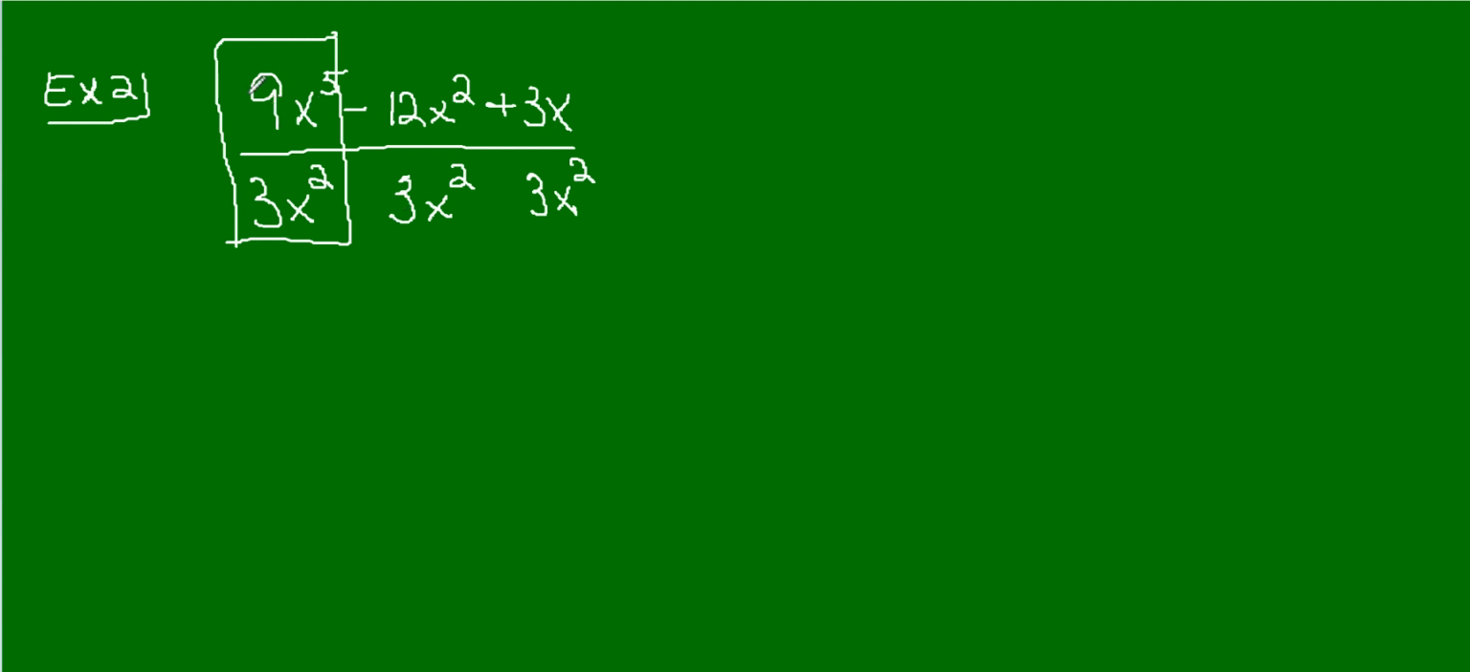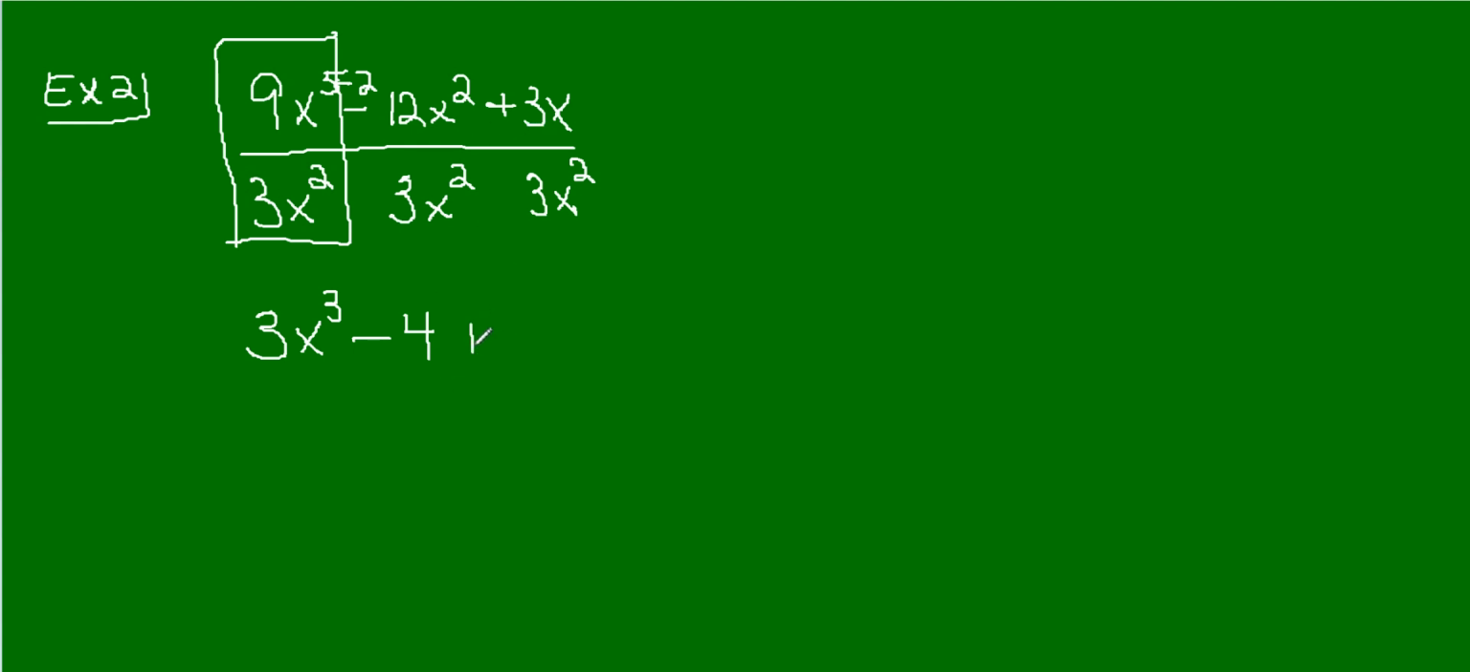So this is 9 divided by 3, or 3 goes into 9 3 times. And x to the 5th divided by x to the 2, subtract the smaller exponent from the larger, and then it's going to be x to the 5 minus 2, which is x to the 3. Here I have a negative and a positive, so my sign's going to be negative. 12 divided by 3 is 4. X squared over x squared is 1, so it's like 4 times 1. I don't have to write anything with the 4.